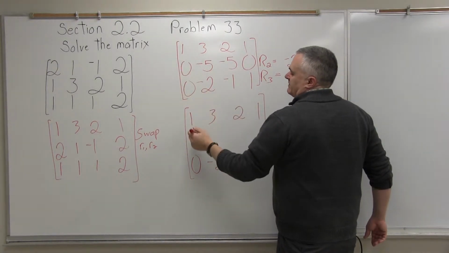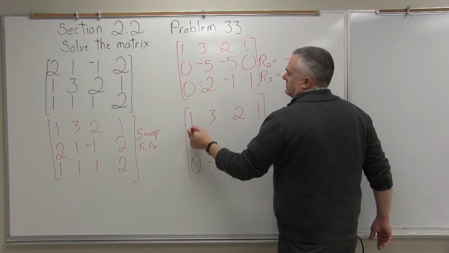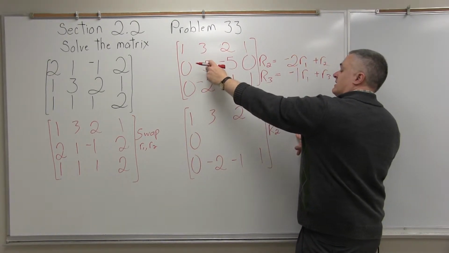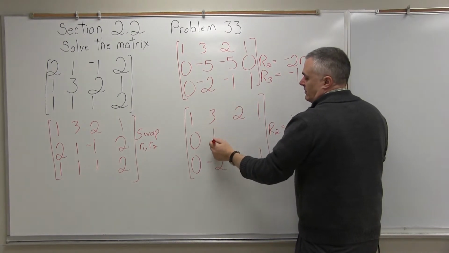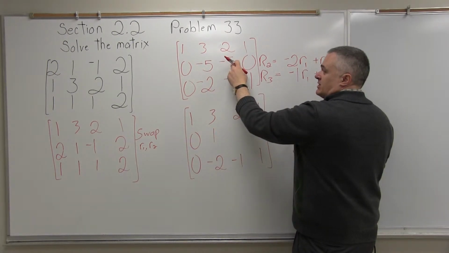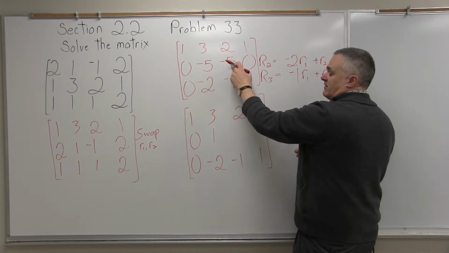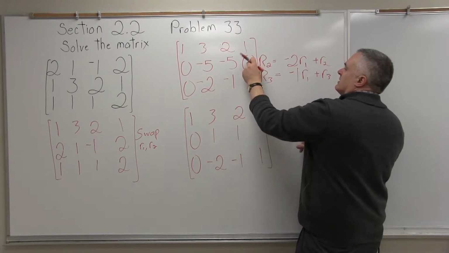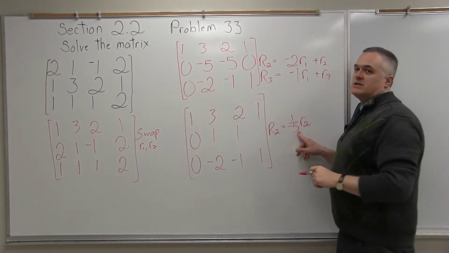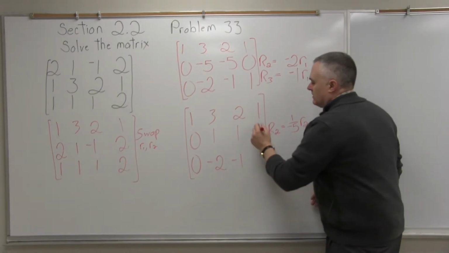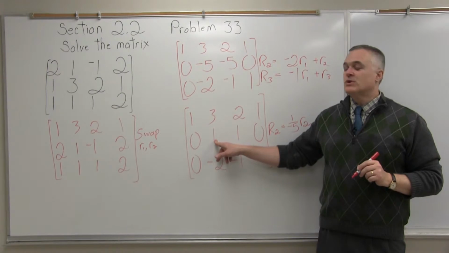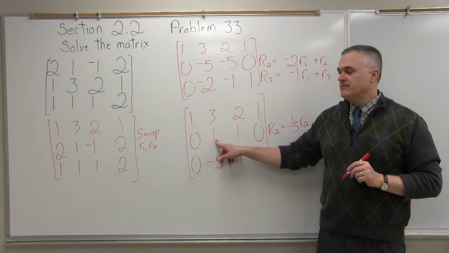1 over negative 5 times 0, well, anything times 0 is 0. 1 over negative 5 times negative 5, I get negative 5 over negative 5. The negatives cancel, the 5s cancel, I get 1, which is what I want. I get the same thing again here, 1 over negative 5 times negative 5. So again, I get negative 5 over negative 5. Negatives cancel, 5s cancel, I get 1. And in the last position, 1 over negative 5 times 0, again, anything times 0 is just 0. So now step 3 is complete. Step 3 was make that position a 1. It's a 1.